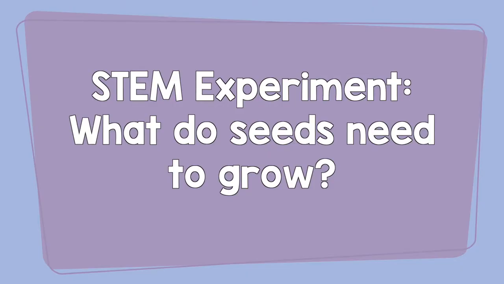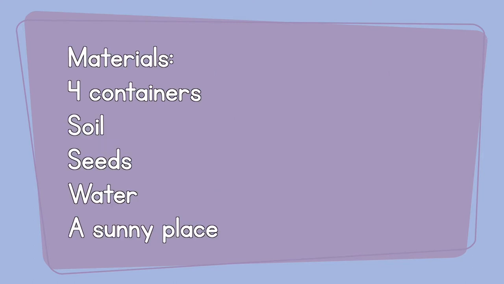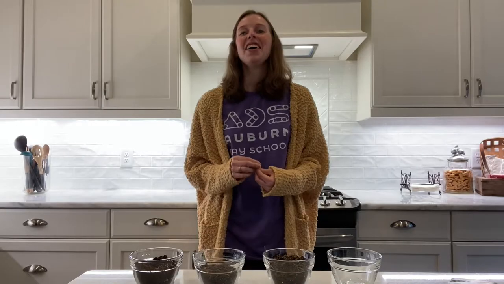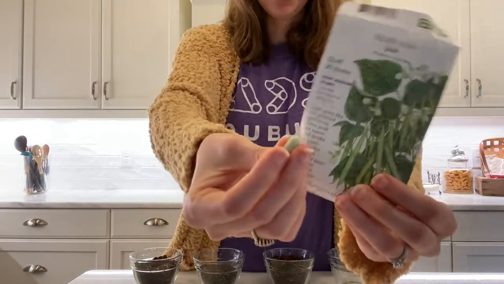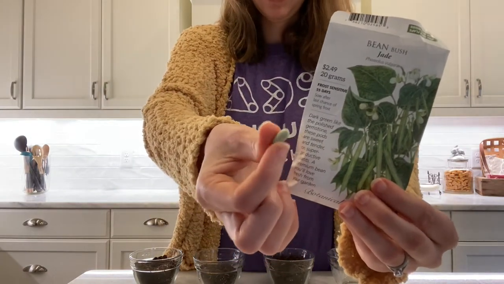STEM experiment. What do seeds need to grow? Materials: 4 containers, soil, seed, water, a sunny place. Welcome back. We're going to do an experiment to see what seeds need to grow. For this experiment, you're going to need to get some seeds. My example right here is for a bean plant. So here's our little seed right here.